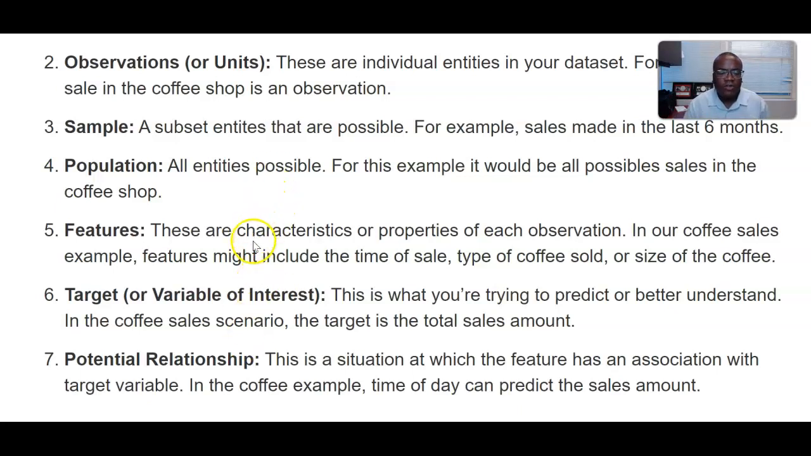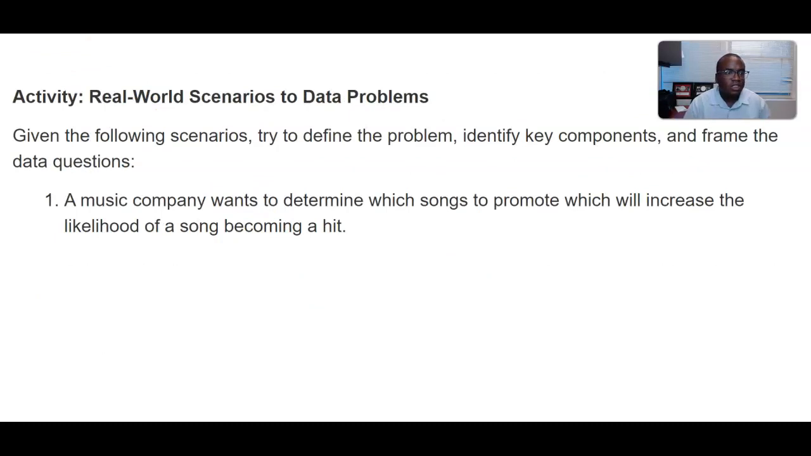Okay, so with that being said, let's continue on. With regards to this particular activity, what we're going to do is define the problem and then identify some key components. Here, with regards to this first example, we have a music company that wants to determine which songs to promote, which will increase the likelihood of a song becoming a hit. Take a moment and fill out those 7 key components regarding step 2. Let's see how that goes.